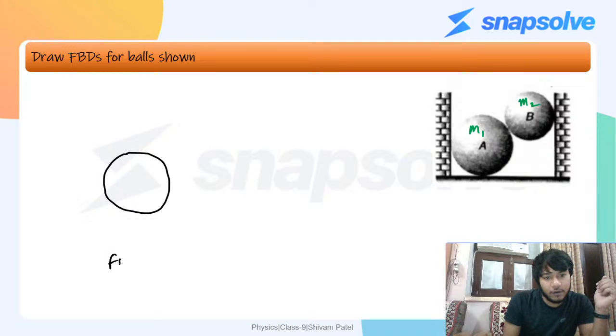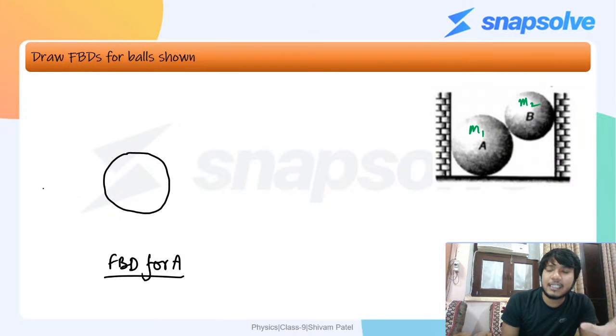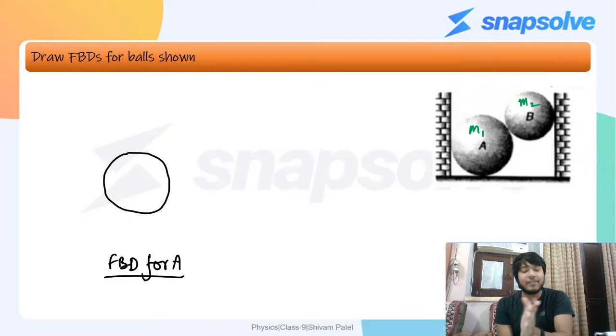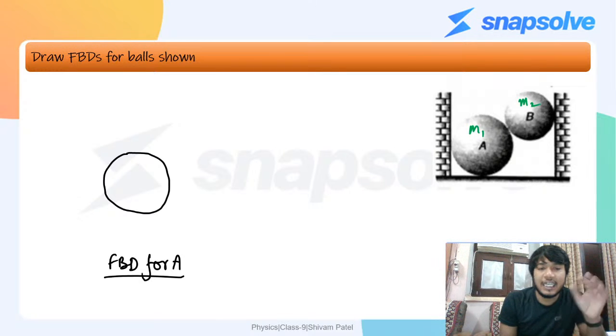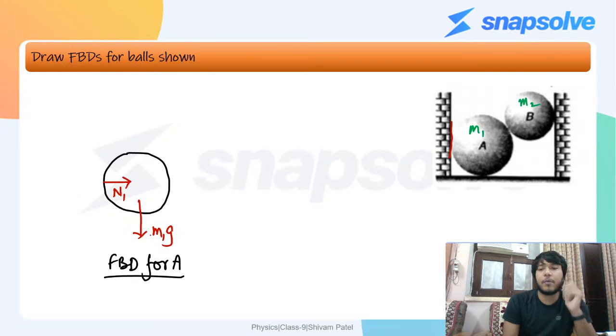राइट, दिस इज फ्री बॉडी डायग्राम फॉर A. राइट, अभी देखो जहां जहां सरफेस कांटेक्ट में है वहां वहां एक नॉर्मल रिएक्शन फोर्स लगेगा. At each and every surface in contact there will be a normal reaction force in the direction perpendicular to the surface. So let's talk about this surface, this wall and the ball A. Right, so the wall will exert a normal reaction force on A in this direction perpendicular to the surface. Let's call this normal as N1. Right, mass of the body A was m1, so m1g will act in downward direction like this. Right, m1g, this is the weight of the body.